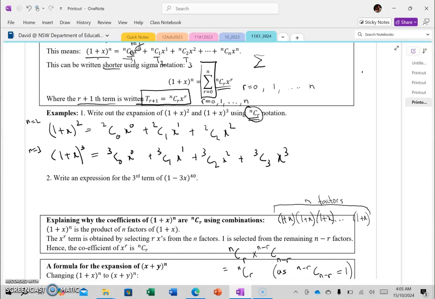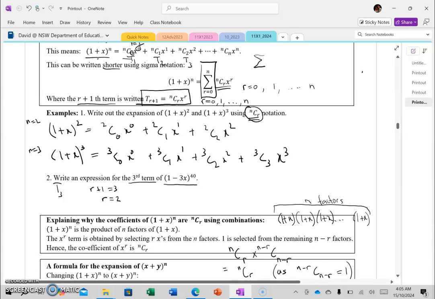Write out the expression for the third term of the expansion of this. The third term would be T3. And remember the subscript is r + 1, which means that r + 1 will be equal to 3. So that tells me that r is equal to 2. The other thing is that n is going to be equal to 40, because that's what the power is there. So if I write the general expression, T(r+1) is equal to nCr x to the r, that's the (r + 1)th term.